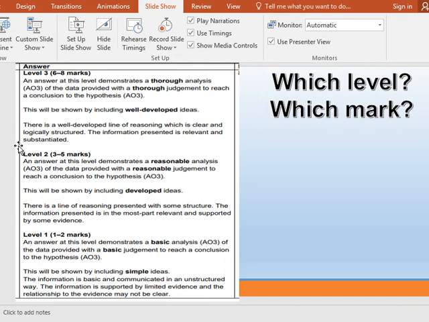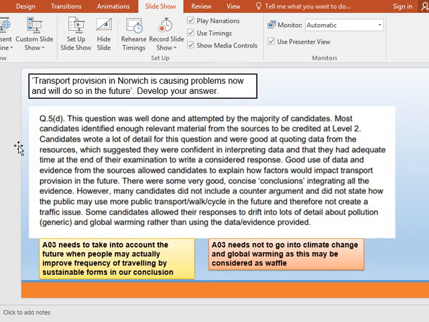This will be shown by including well-developed ideas. There is a well-developed line of reasoning which is clear and logically structured. The information presented is relevant and substantiated by evidence, and relevant in relation to the evidence. So we need to make sure that the evidence we're using is accurate and that we are using that evidence to prove our points.